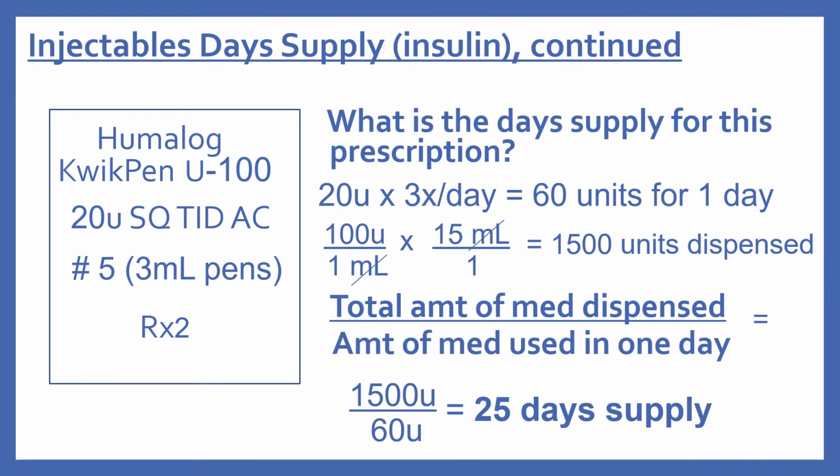So now we're going to take our total amount of medication dispensed and divide it by the amount of medication used in 1 day. So we have 1,500 divided by 60, and that gives us a 25-day supply. And we know insulin is good for 28 days, so that day supply, we can leave it as is.